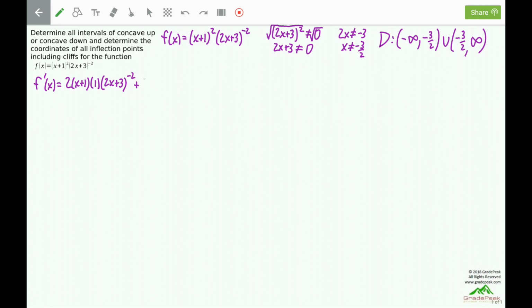plus the first left alone, times the derivative of the second. It's a power rule. Bring down the power, leave the inside alone, subtract 1 from the power, which now becomes negative 3, and then multiply by the derivative of the inside to complete the chain rule.